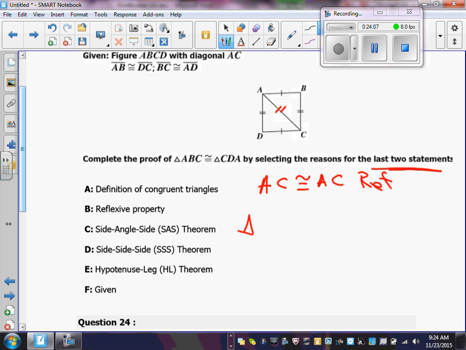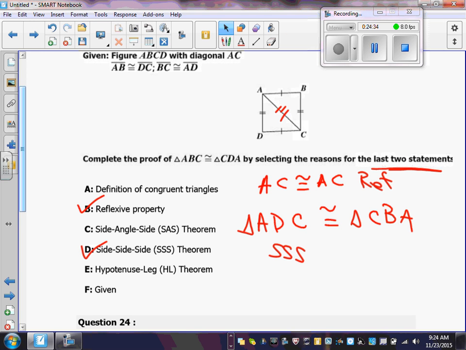Then I could say triangle ADC is congruent to triangle CBA, right? By side, side, side. This is three lines, sorry. So reflexive property is one of them. So this is kind of a multi-select one. Then you just put side, side, side.